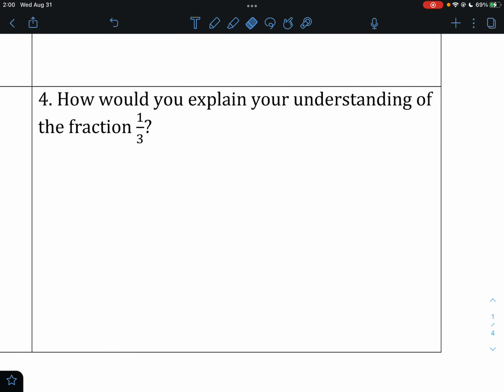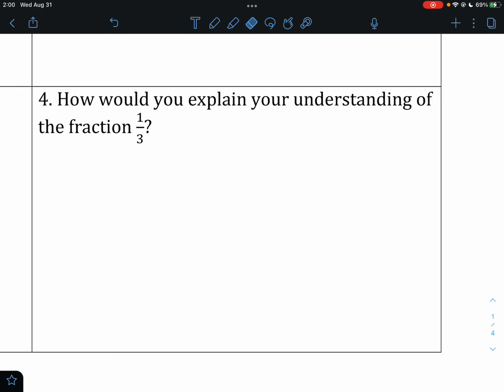And the last one here, how exactly would you explain the fraction of 1/3? Many people talk about money, a dollar. Many people talk about a pizza or a pie chart. Many people talk about a line, a segment. There's many different ways to talk about it, but really you've got to come up with some way where you think about how you think about fractions.